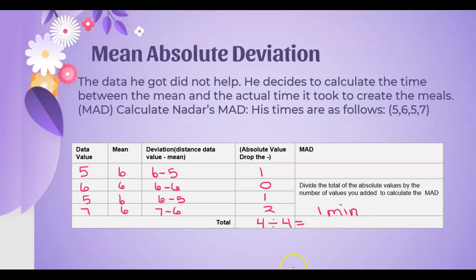So what does that mean? That means when Nader cooks one of his meals, he's expected to take only 1 minute more or 1 minute less than his average of 6 minutes. So it might take him anywhere from 6 plus 1, or 7 minutes, or 6 minus 1, 5 minutes. It'll take him anywhere from 5 to 7 minutes to cook a meal.